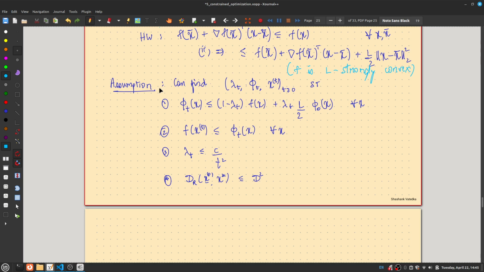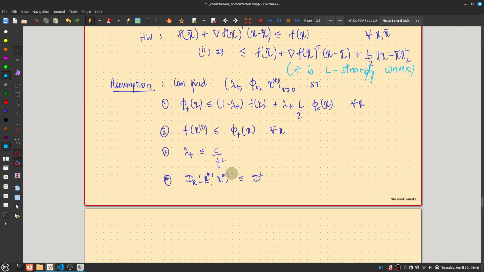So let's assume that we can in fact construct a sequence of lambda t's, phi t's and x t's with the following properties. That is, this phi t of x is sandwiched from above and below as I discussed previously, and lambda t decays at sort of a quadratic rate. So it is upper bounded by some constant divided by t square. Okay, and I'll make another assumption that the Bregman divergence between x0 and x star is also bounded from above by d square.